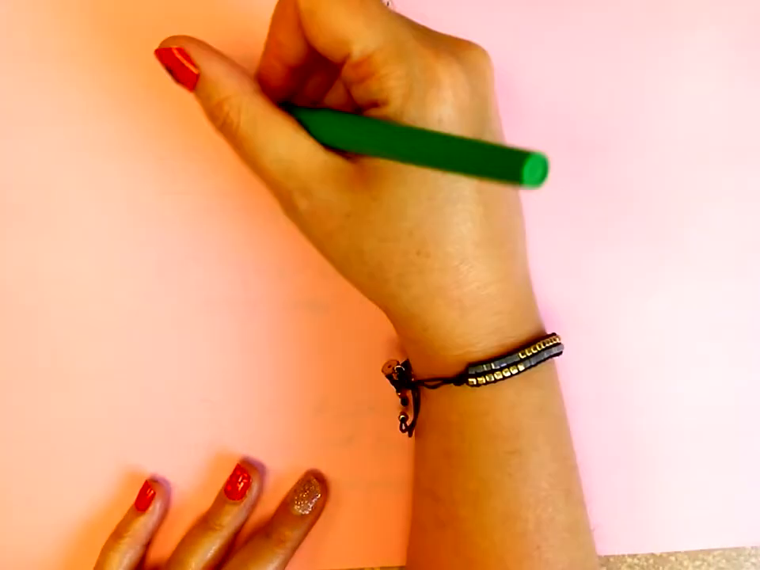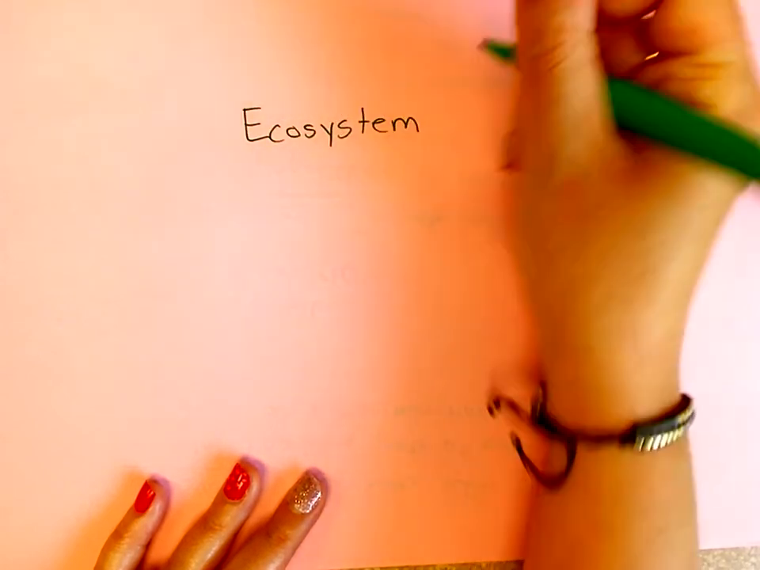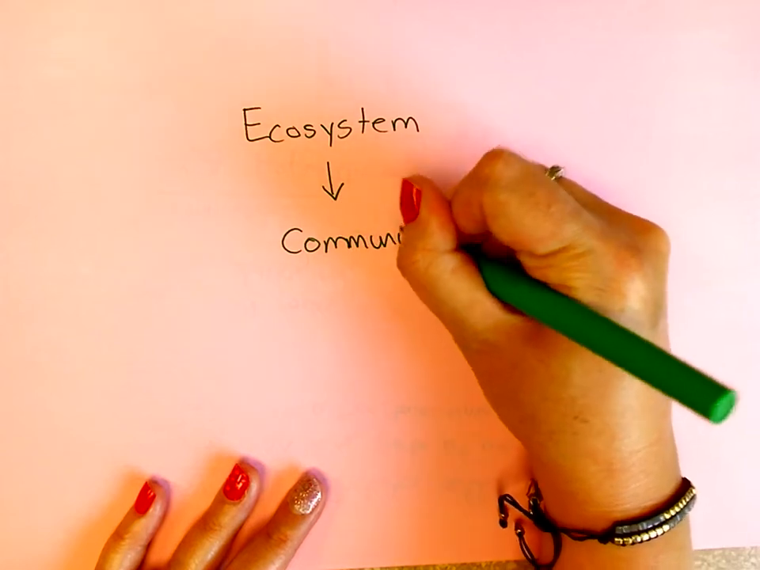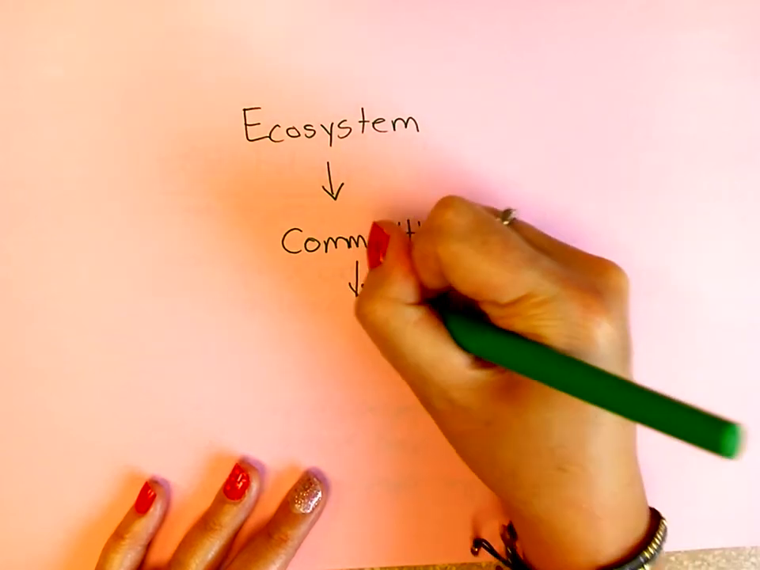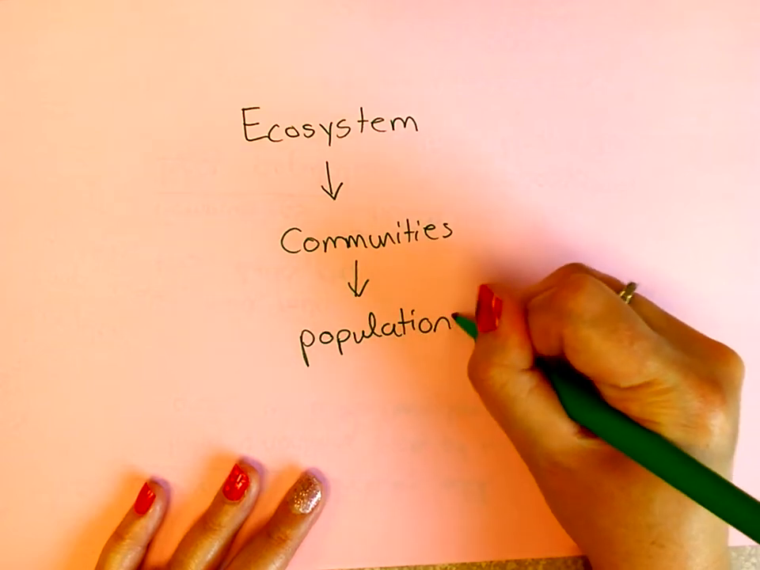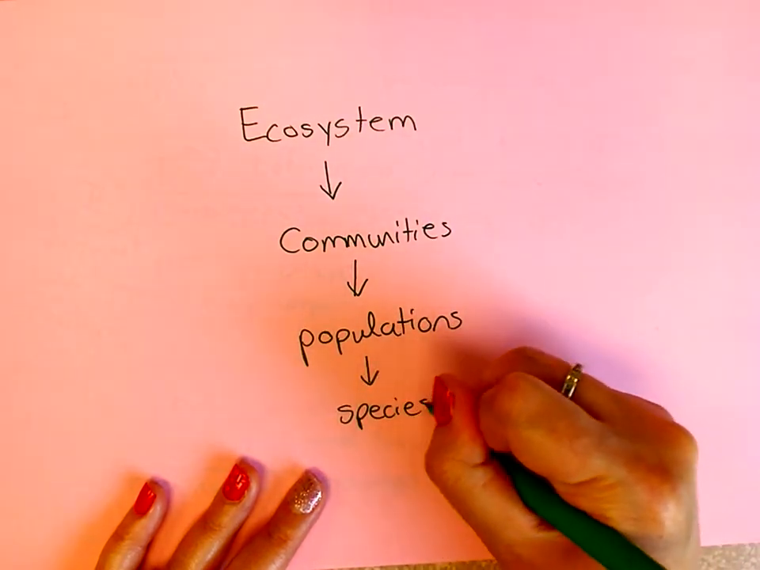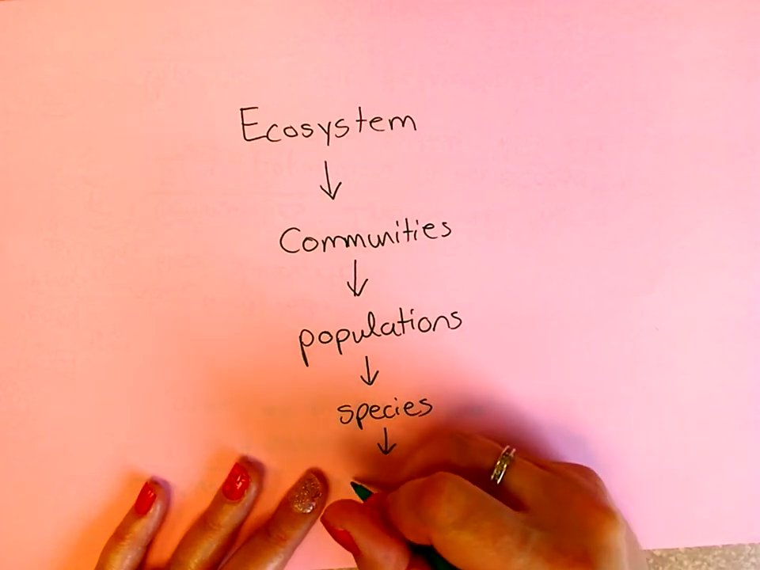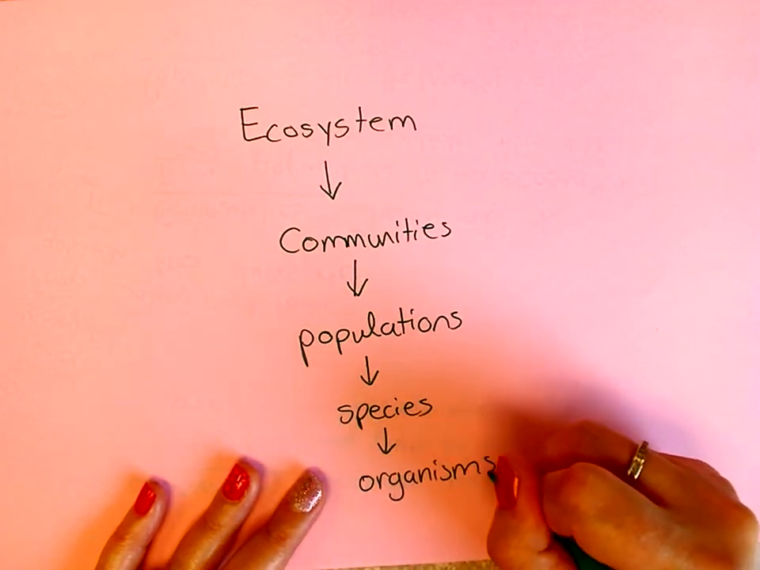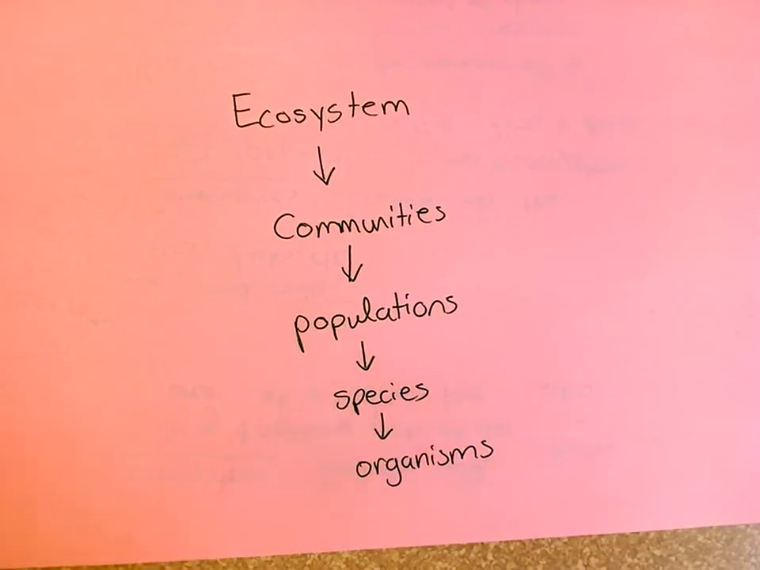So you have an ecosystem, which is going to include communities, which include populations, which will include a particular species, and within that species you have individual organisms. So this is kind of how the hierarchy works.